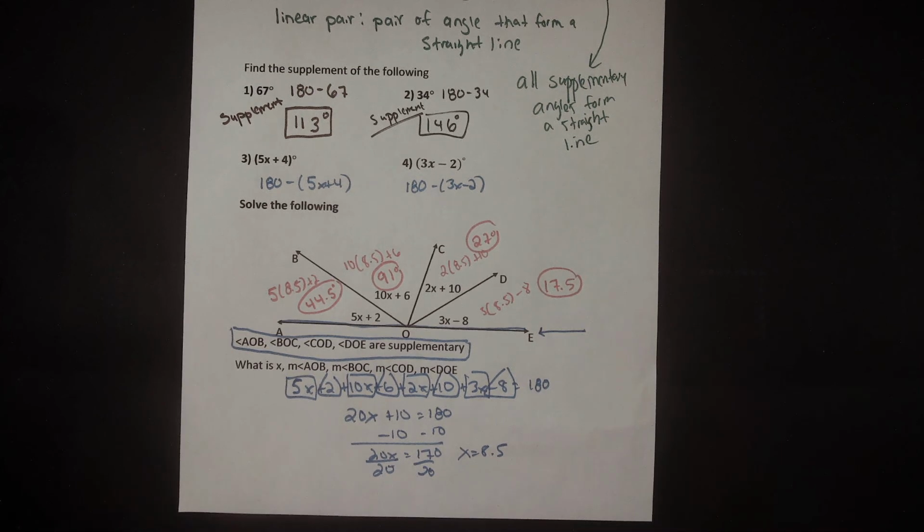I'm pretty sure. Let me just double check that one. I don't know why that one's making me feel kind of weird about it, but I'm going to check it anyway. 3 times 8.5 minus 8. Yeah, nope, that's right, 17.5. Again, if you add all those up, they should add up to 180.